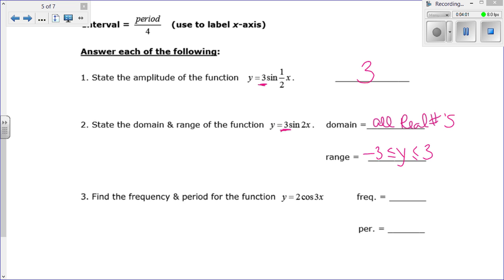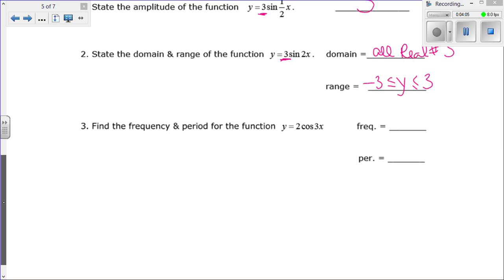Find the frequency and the period of the function y equals 2 cosine 3x. Well, the frequency is the b value. The b value in this case is 3. And my period is 2 pi divided by b, so it's 2 pi over 3. And that's all you have to do with that.